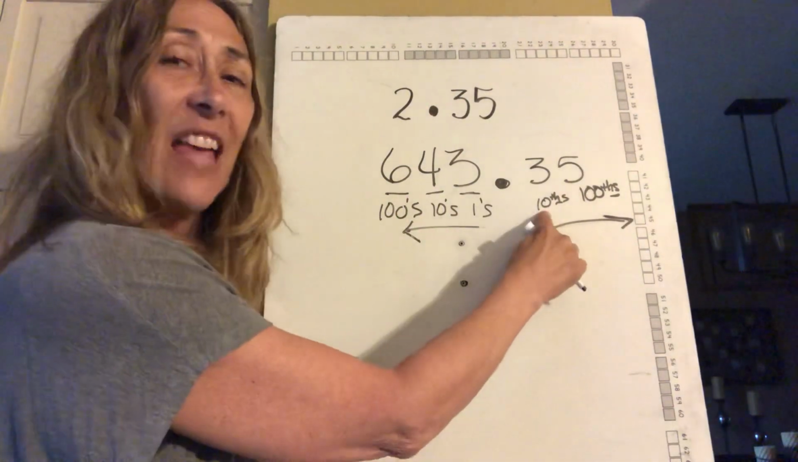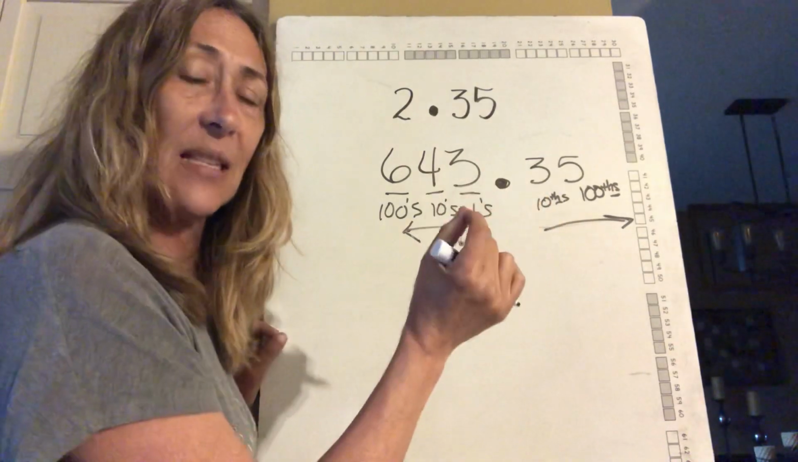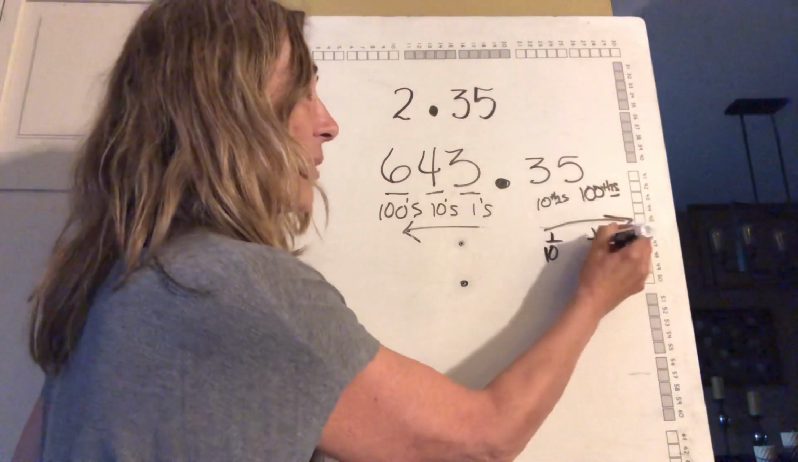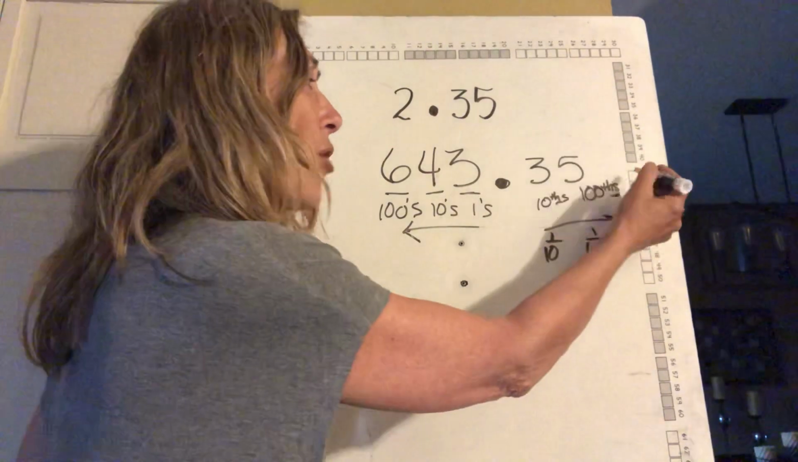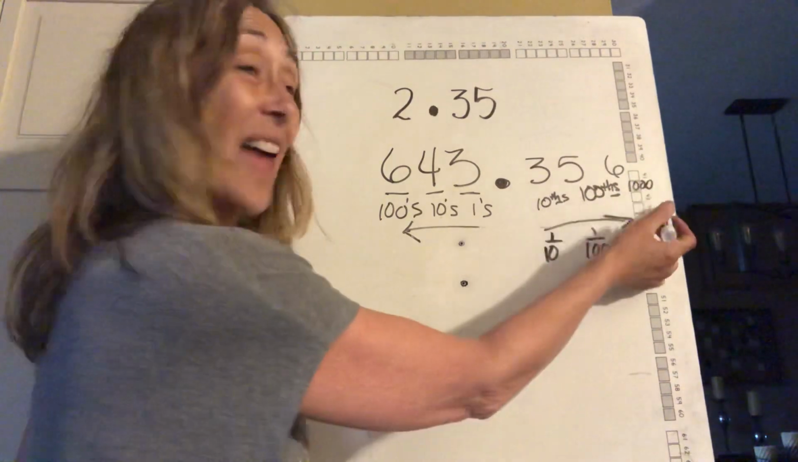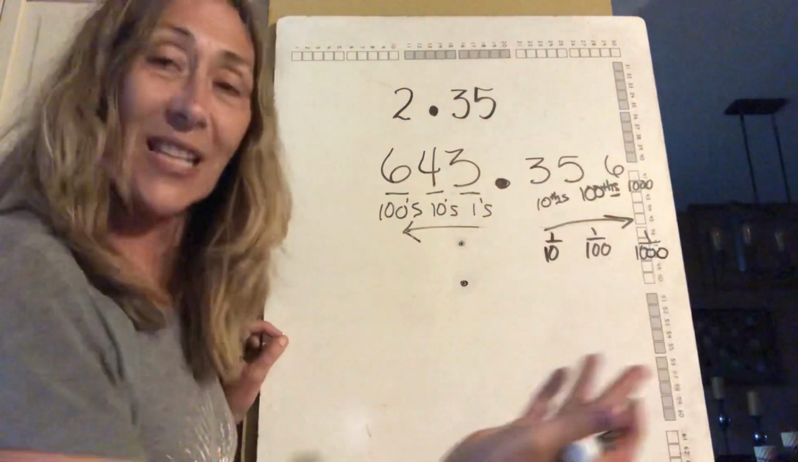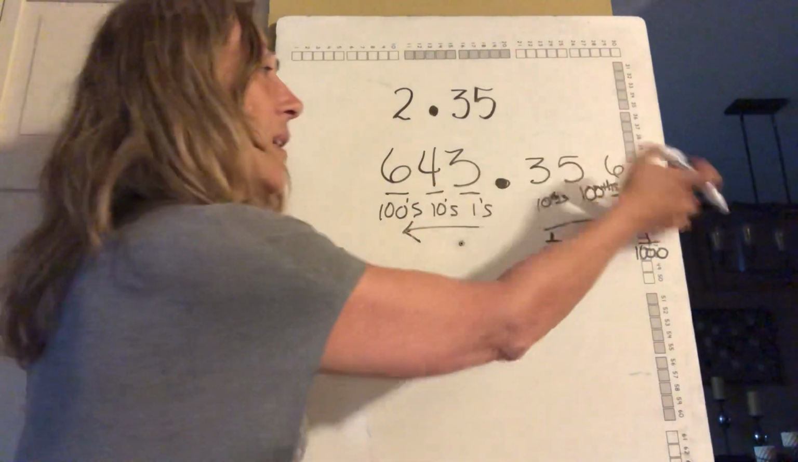This is the tenths, T-E-N-T-H-S, not tens, tenths. Just like it would be 1/10. This would be 1/100th. And if I even went one more over here, this would be 1/1,000th. So this would be the thousandths place. So larger, smaller.